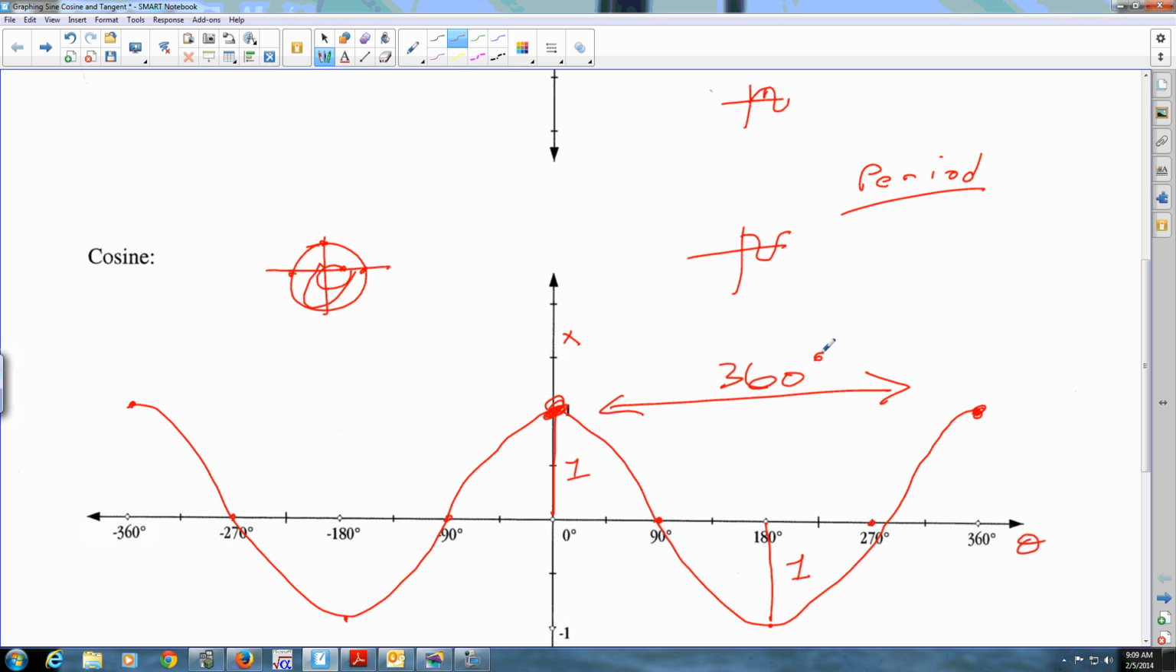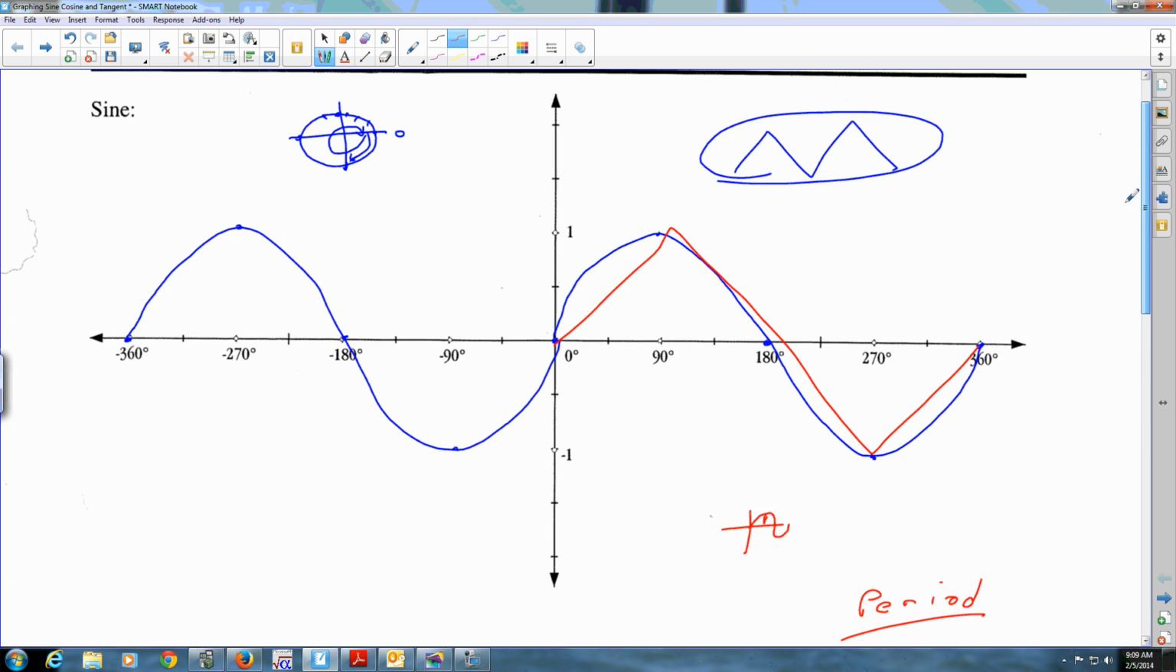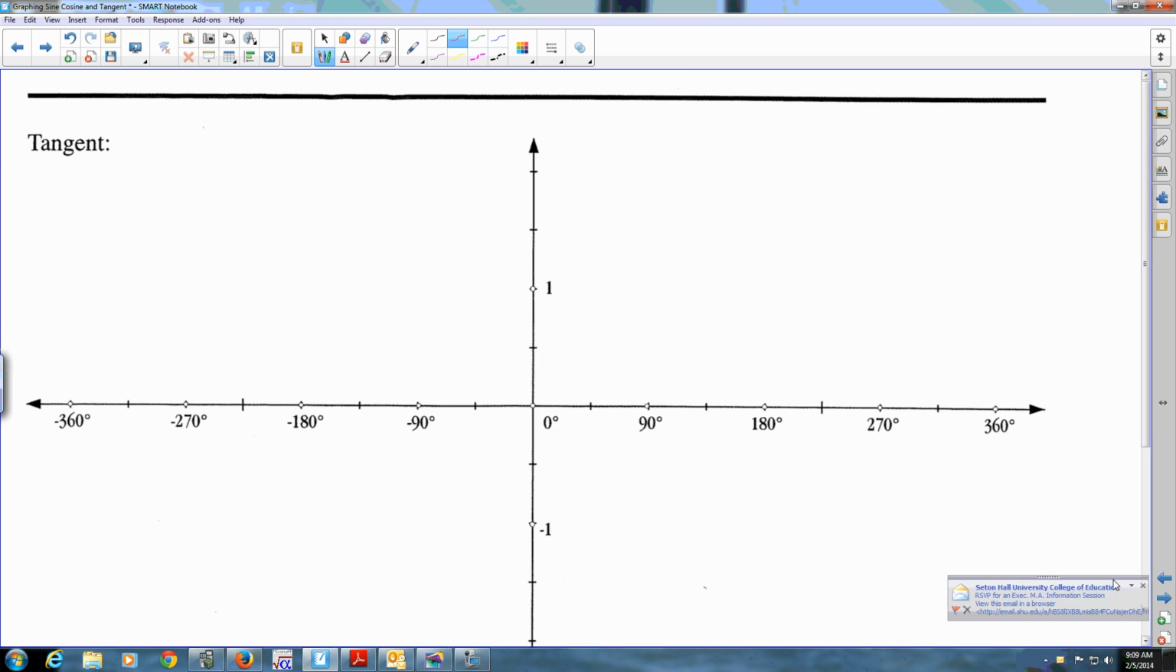The period doesn't have to be 360. I'm just letting you know the parent graph, the initial graph, this is what it looks like. Okay? Same thing for sine. Its period's going to be 360. All right?